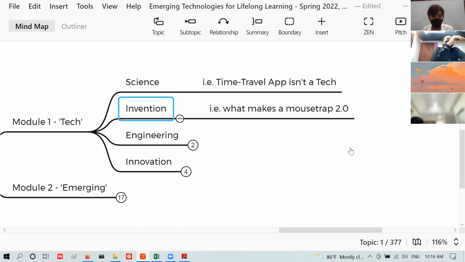Invention is like the kernel or the seed of innovation, but it's not innovation. Remember, you're in the School of Integrated Innovation. You're not in the school of integrated invention. So this maker lab that I'm trying to make happen is about creating that culture of tinkering, inventing. But it's not quite innovation. It's the kernel of it, the seed, the starting seed.